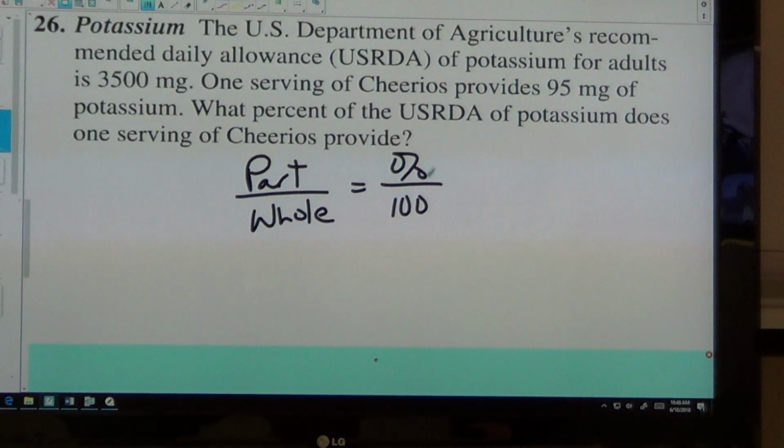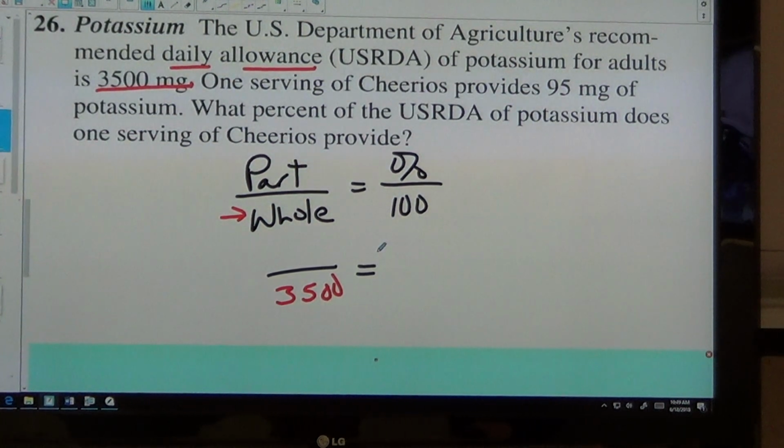And we've already talked about that percent means out of 100. So part over whole represents percent out of 100. So, when it talks about your daily allowance, that represents how much you can eat in the whole day. So 3,500 represents which of those numbers? The whole. Your whole day. That represents 3,500 calories is how much you can eat in the whole day. So 3,500 is your whole daily allowance.